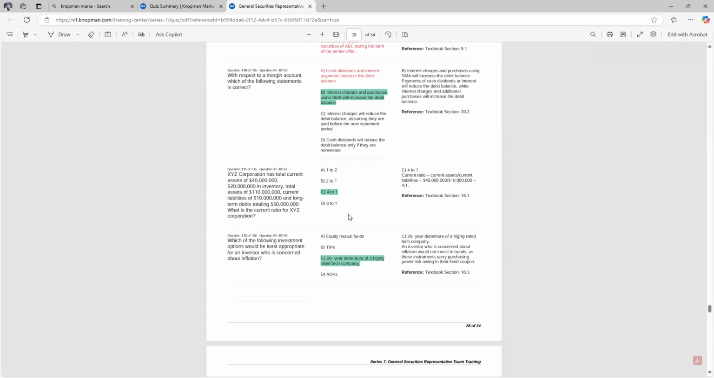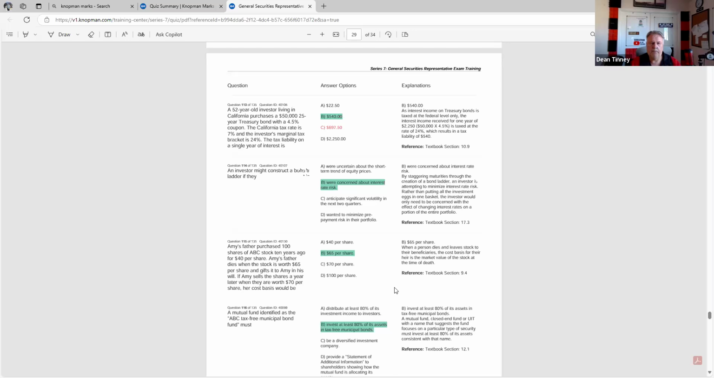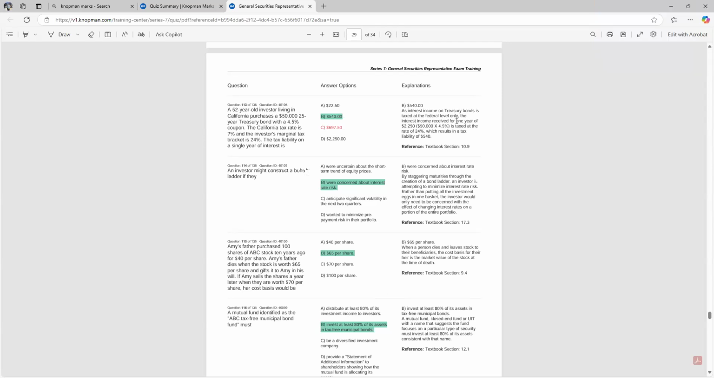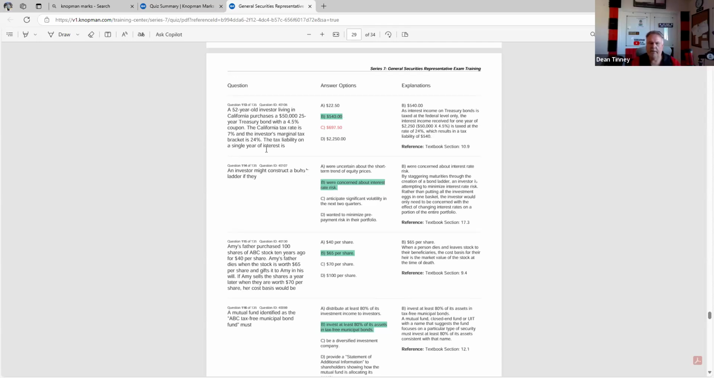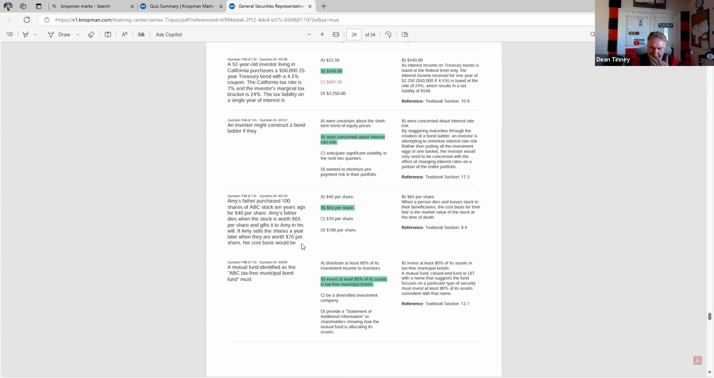Cash dividends and interest payments increase the debit balance. And no, remember the interest charges and purchases. You have me mark you wrong on that one, but remember, you're borrowing from the firm, so the interest charges hit the account. If you use your SMA, that's money we're lending you. Boom, boom, boom, boom. How do we miss that one? I think you got that one right. No, that's on me again. I'm the one who missed that one, I think. And you got that interest income one right. Taxed at the federal level only. That was correct. That's exactly what I did. No, you got it right. I got that one wrong. Oh, okay.